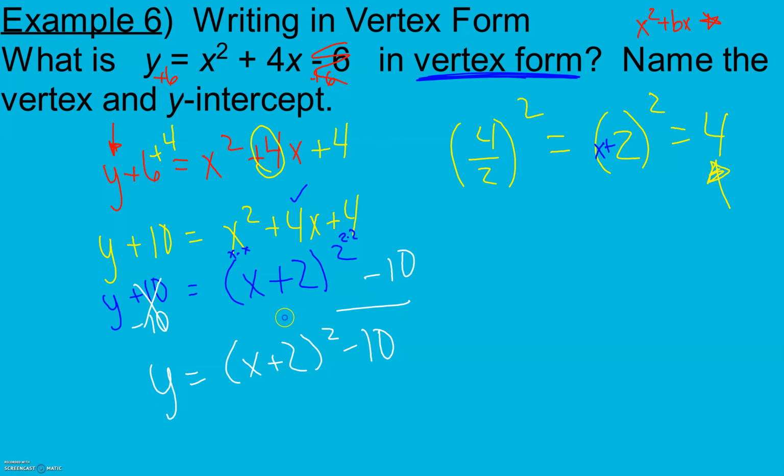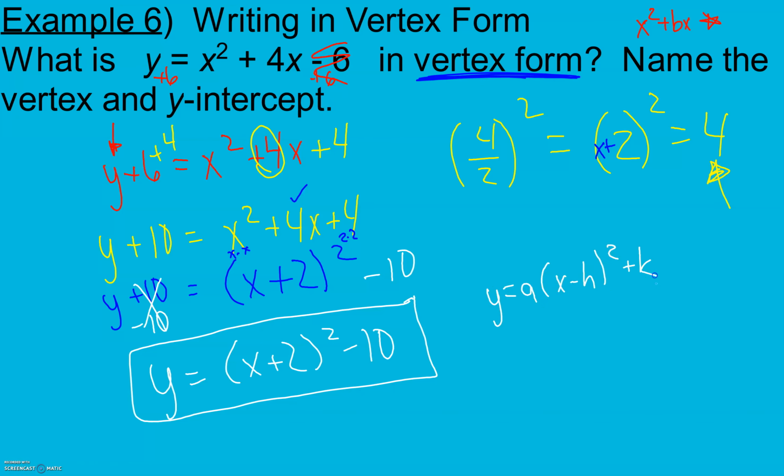So because we're looking for vertex form, here I have vertex form: y equals (x minus h) squared plus k. Now it says name the vertex and our y-intercept. Our vertex, remember, in vertex form is going to be (h, k). So here I have x minus negative 2 squared, which is how I get to that plus. So my h is negative 2, my k is negative 10.